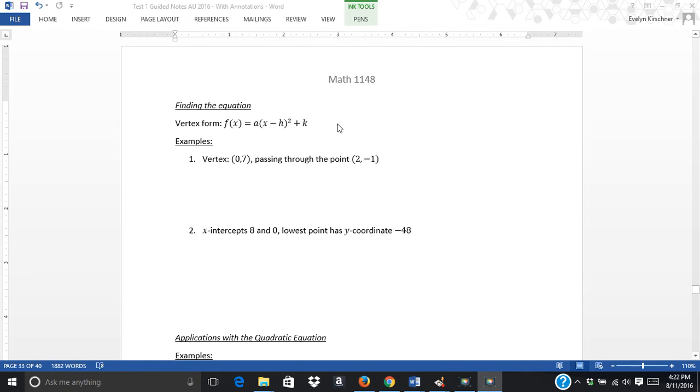So we know the vertex form of the equation. What happens if I give you some points on the graph, but I don't give you the equation of the graph? What can you do? How can you analyze it? How can you graph it?